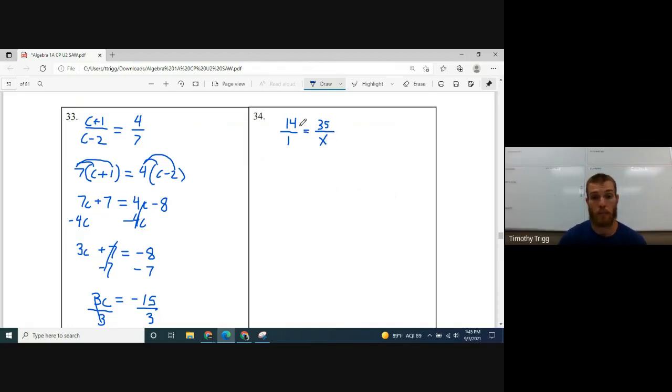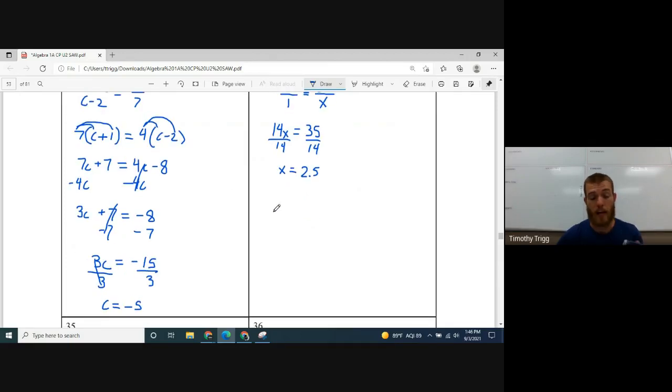Let's go ahead and cross multiply. 14 times x. And again, x is the number of hours it's going to take. 1 times 35 is 35. Divide both sides by 14. That'll give us x equals 2.5. So it'll take her 2.5 more hours. So I would write this in a complete sentence. It'll take the gardener 2.5 more hours.